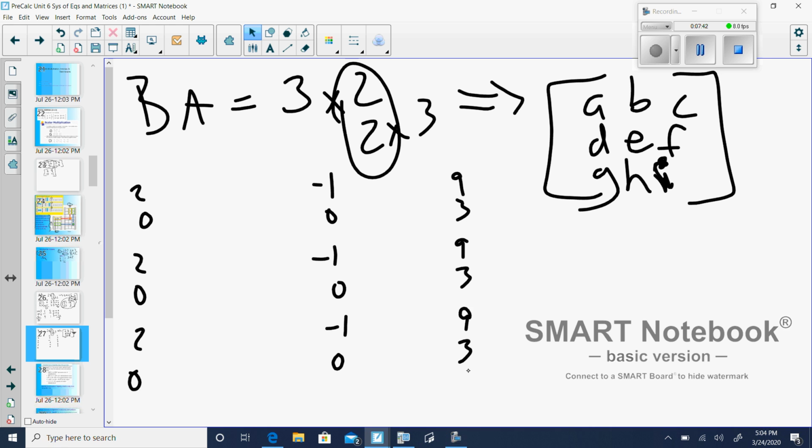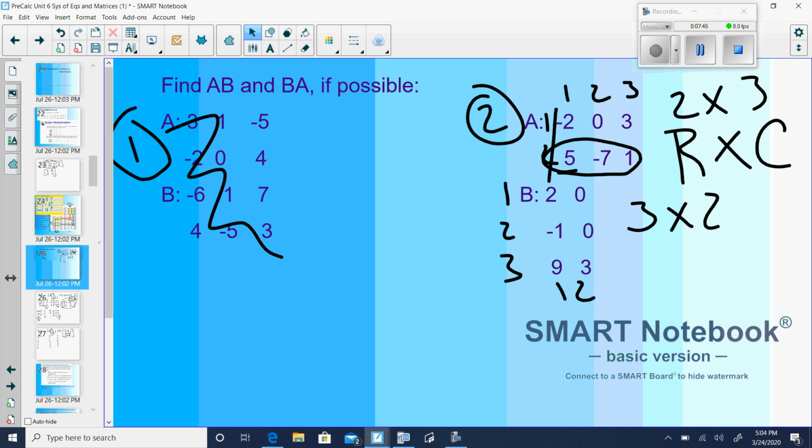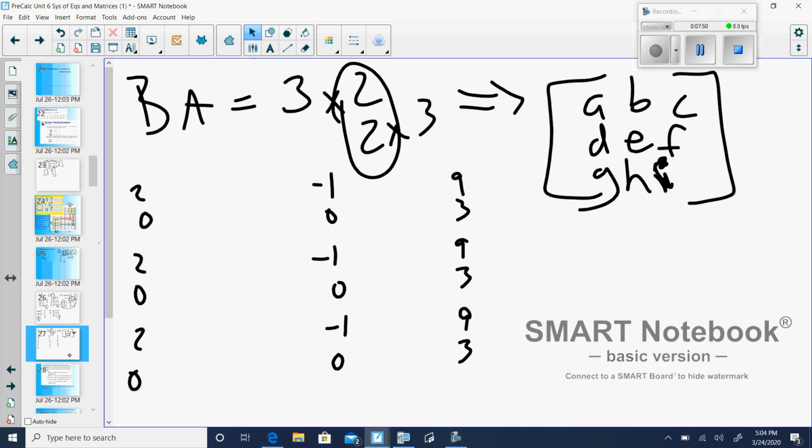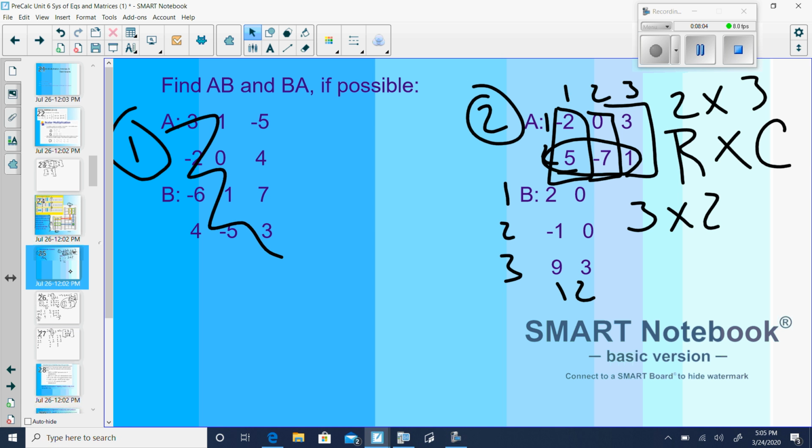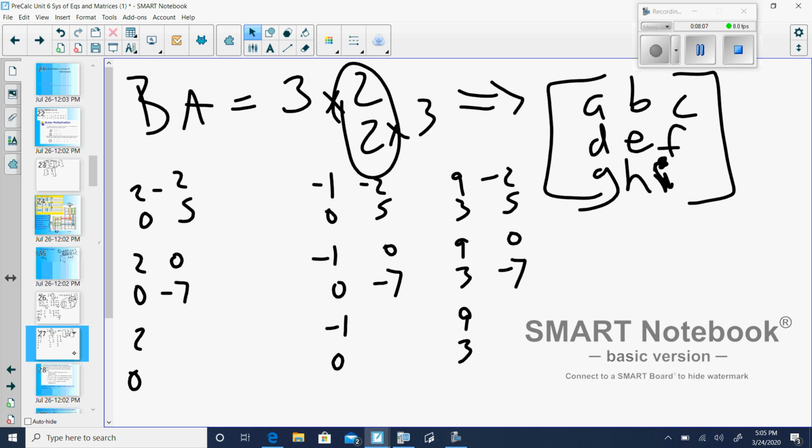Now we're going to come in, and we're going to put in the columns for A. So -2, 5. 0, -7. And our third column for A was 3, 1. And we're going to join each pair through the operation of multiplication. So I'm coming here, I'm putting my multiplication symbols in.